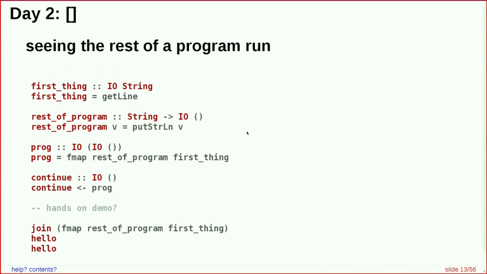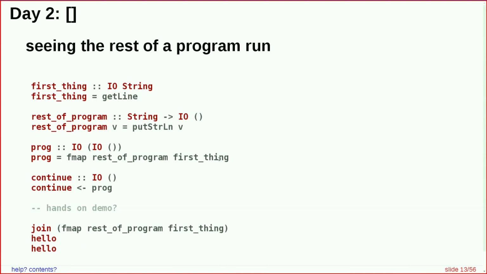So the hands-on demo, because my window's too small, I won't do. We've got an executable thing here, and we can run it. What happens when we run it? When we run it, it does a get line, and then it returns another IO action. What's that IO action going to do? It's going to output what I entered to the get line. And I can run that second IO action as many times as I want.